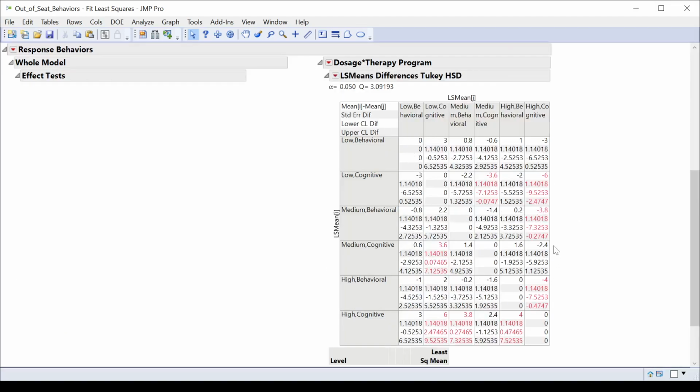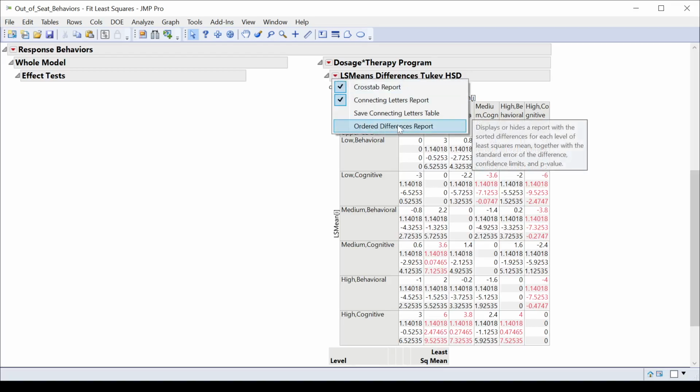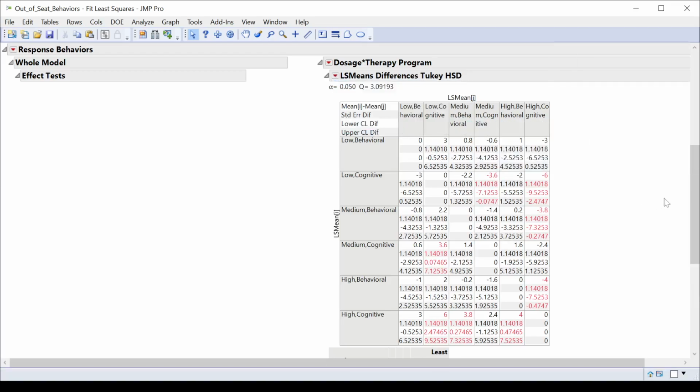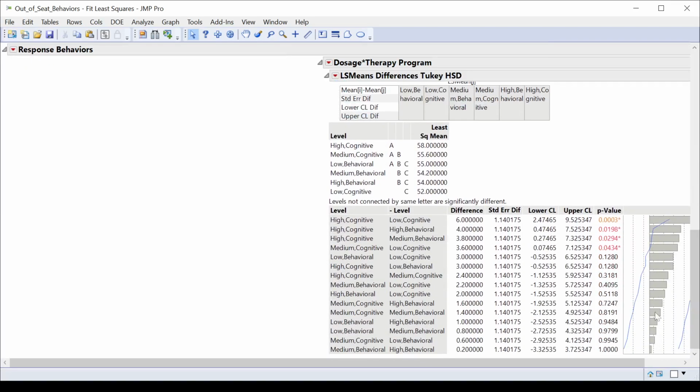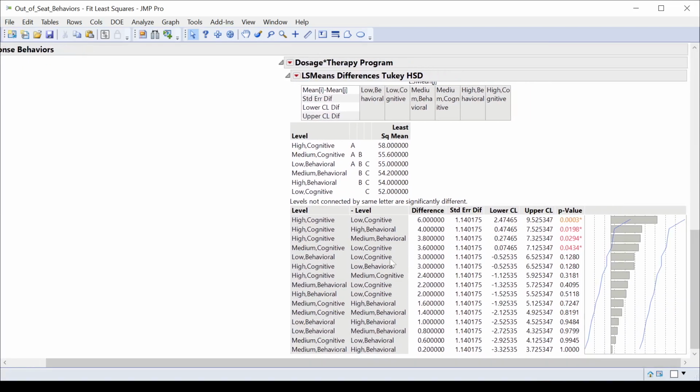I do have a lot of comparisons that are being done here. I can do my ordered difference report. That's going to be down underneath here. And then that's going to put all of those individual pairwise comparisons in a little table for me here.